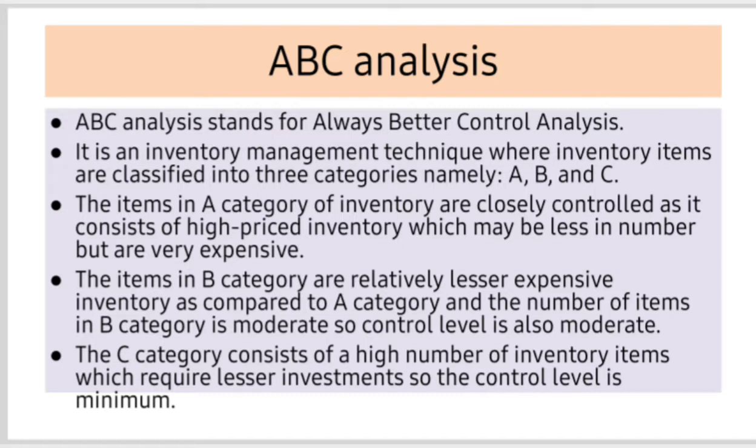The next is the items in the B category, which are relatively less expensive compared with the A category, but the number of items in the B category is moderate, so the control level is also moderate. The C category consists of a high number of inventory items which require lesser investment and control. So A category items are very few in number and require high control, B items are moderate in number and require moderate control, and C items are very high in number and require very little control.